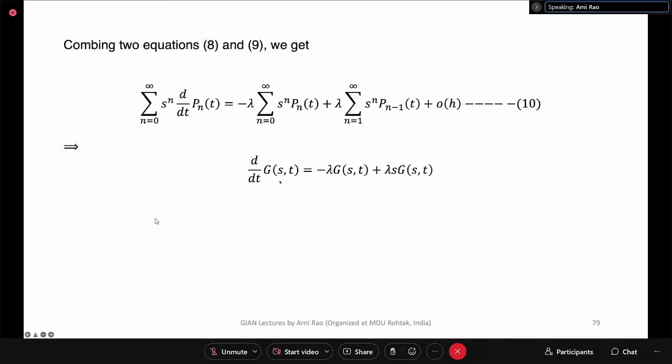So the left-hand side is nothing but the definition, d by dt G(s,t), and on the right-hand side, this is minus lambda times, again, G(s,t). This is lambda times, and then there is s^n p_{n-1}, but the form we require is s^{n-1} p_{n-1}.